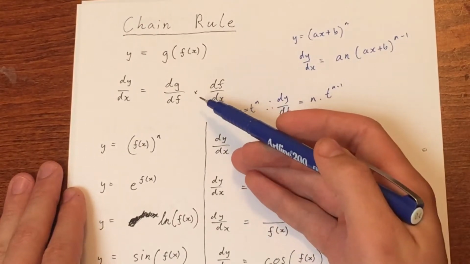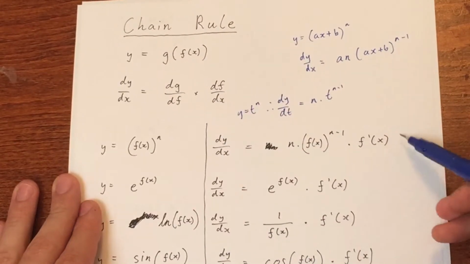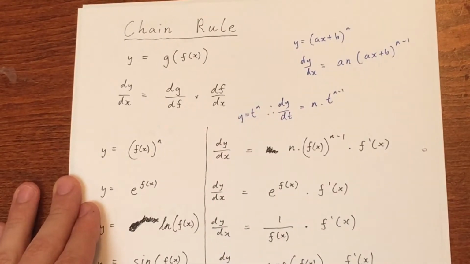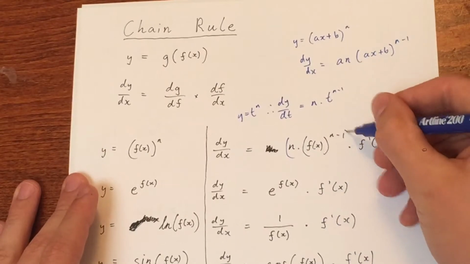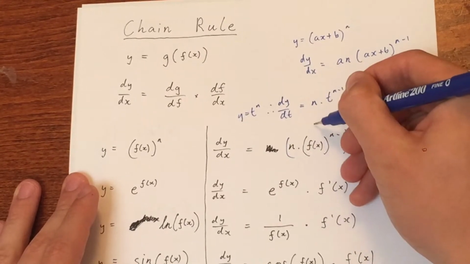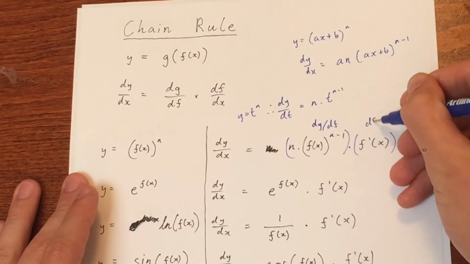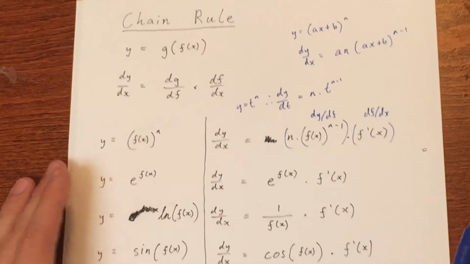And then simply multiplying that by df on dx, which we express as f dash x, which is going to be the derivative of the inner function, whatever that may be. So that's how it splits up. This one is dg on df, and this one's df on dx. And then we go through and apply that to all the other functions that you learn.